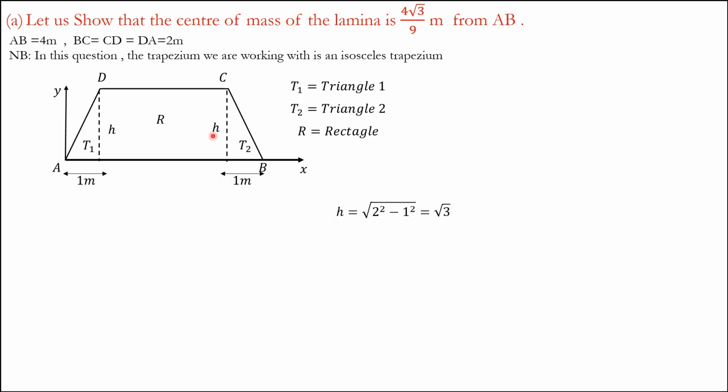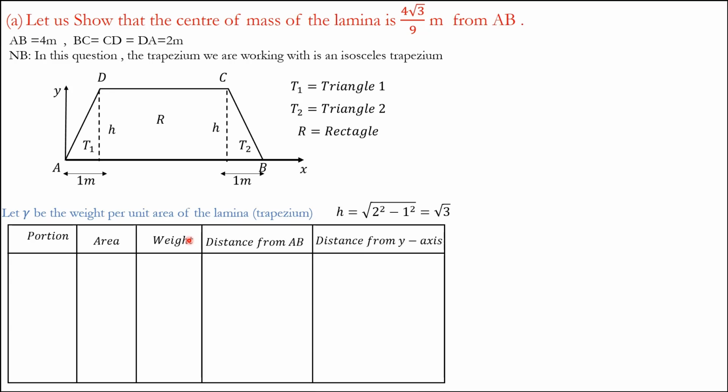Okay, now having all these distances, that is having the distance h, having the base of these triangles, and obviously we know the length of this rectangle so far. So it means we can therefore calculate the different distances of the center of mass of each of the portions from AB. But before doing that, we are going to let gamma be the weight per unit area of the lamina. In this question, the lamina we are working with is going to be a trapezium.